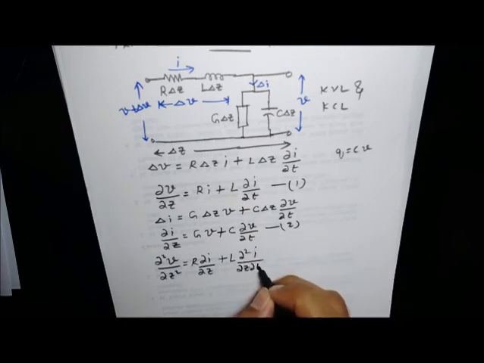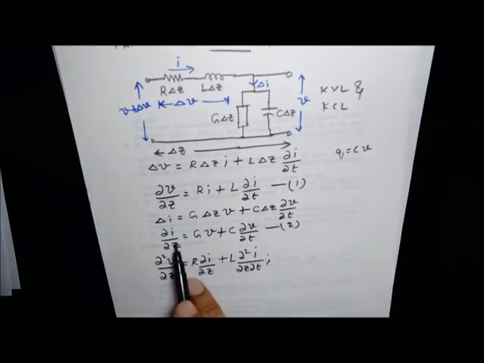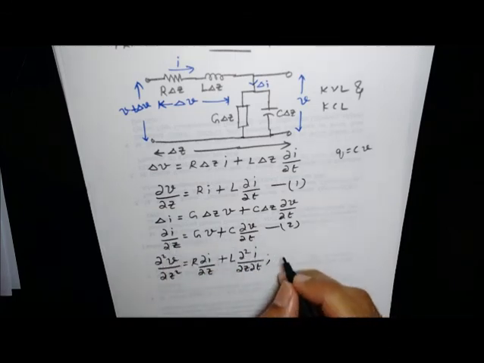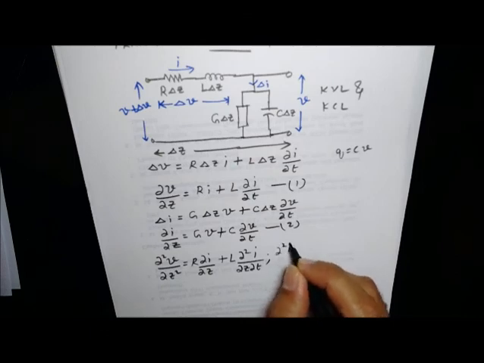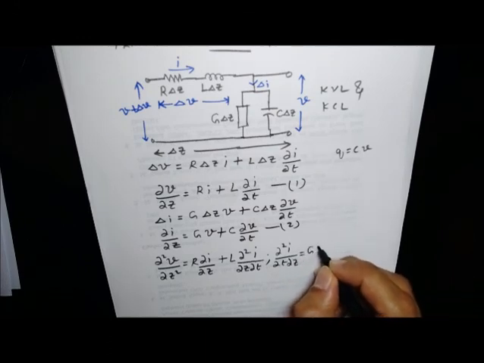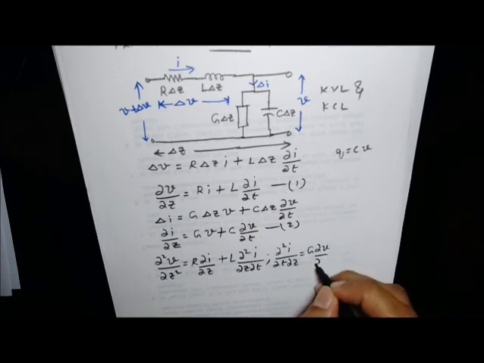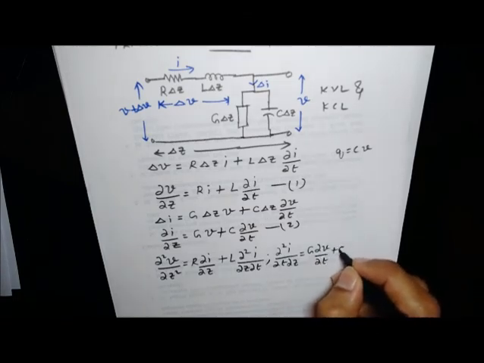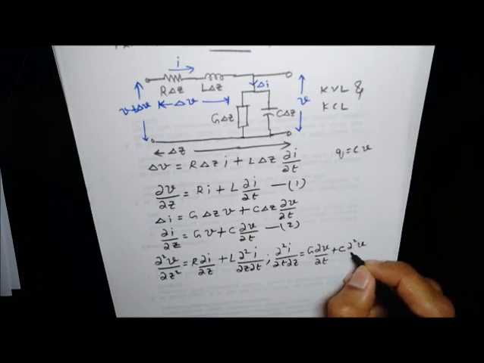Let's say, we'll not number this, we'll number the remaining two. Again, what I do is I will differentiate this with respect to t, because I have this over here, I'll have to eliminate it. So I'll differentiate this with respect to t. I get ∂²I/∂t∂z equal to G ∂V/∂t plus C ∂²V/∂t².